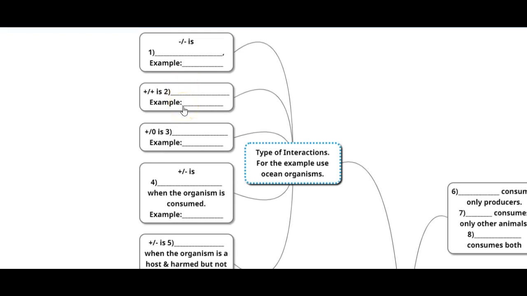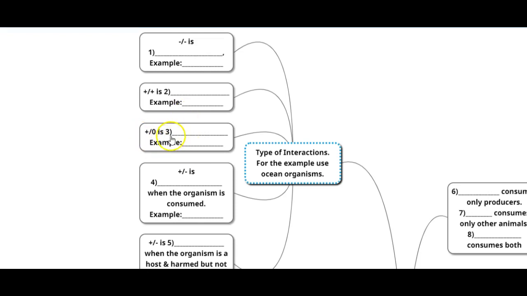All right, moving on to number 2, plus plus. This is a mutualistic relationship, also known as symbiosis, but mutualism is fine. This is an example of, like, let's say, a sea anemone and a clownfish working together. Sea anemone gets protection from the clownfish. Clownfish gets a place to live.